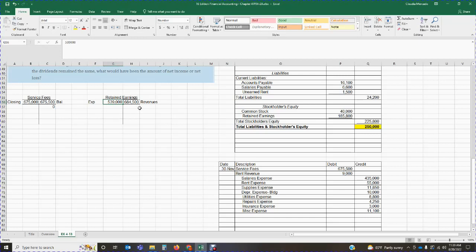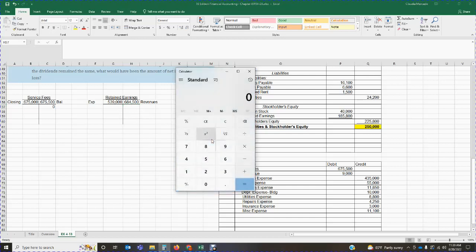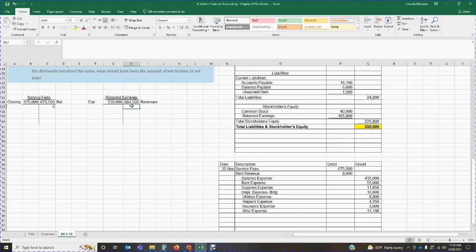You closed out your revenues of 684,500. So the entry would need to be done for the net of those two. Now, which side is larger, debits or credits? Credits. So the balance I would transfer to retained earnings would be the 684,500 minus the 539, which is 145,500. That is the amount that you're transferring to your retained earnings.